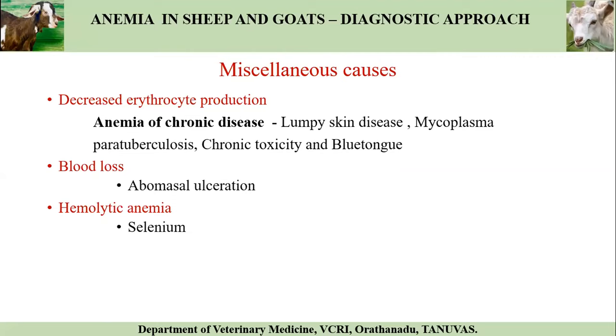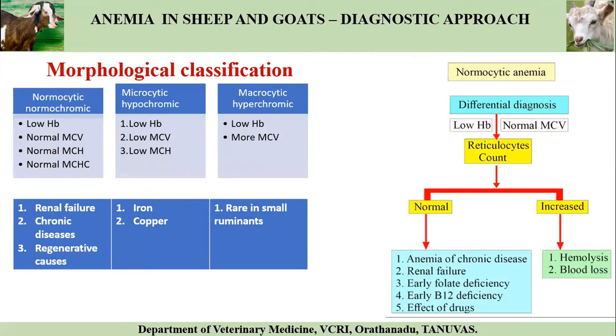Then blood loss, the above mentioned ulcer, and hemolytic anemia. Under the hemolytic anemia, we can see the selenium. Then morphological classification, just recalling: renal failure, chronic diseases, and regenerative causes will cause normocytic, normochromic anemia. And iron and copper deficiency will cause the microcytic hypochromic anemia. Macrocytic hypochromic anemia is rare in the small ruminants. Normocytic, normochromic anemia, anemia of the chronic disease, renal failure, early folate deficiency, everything will come.